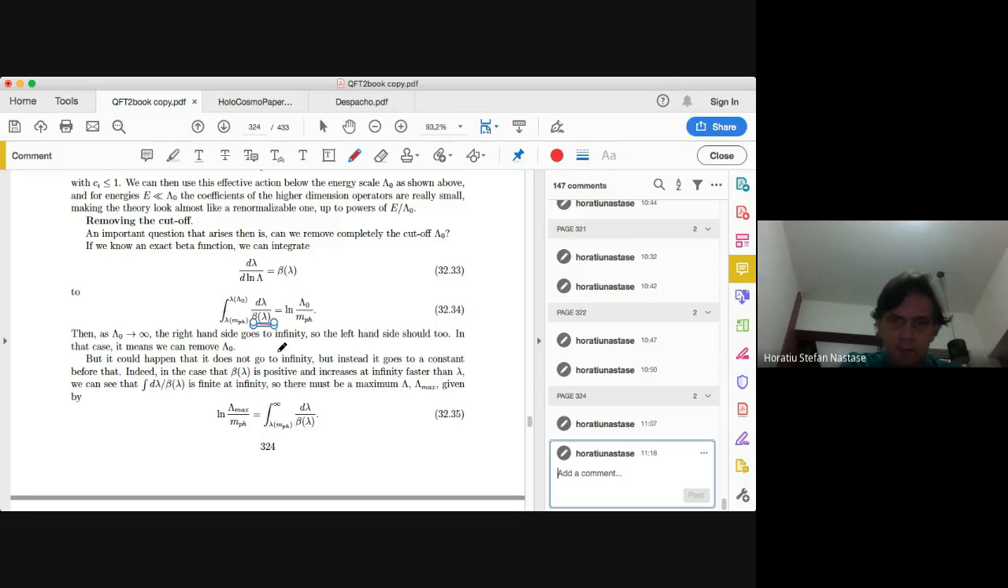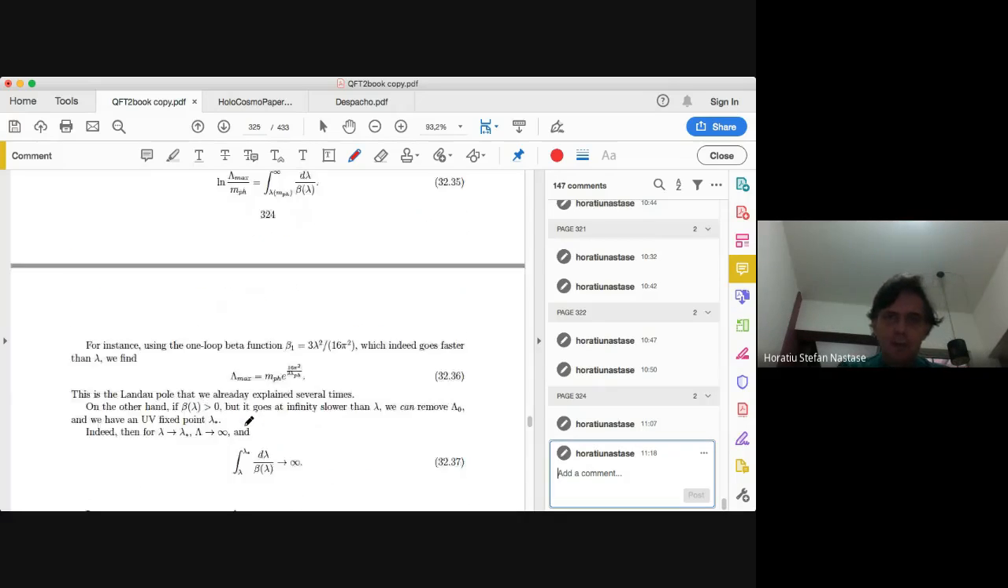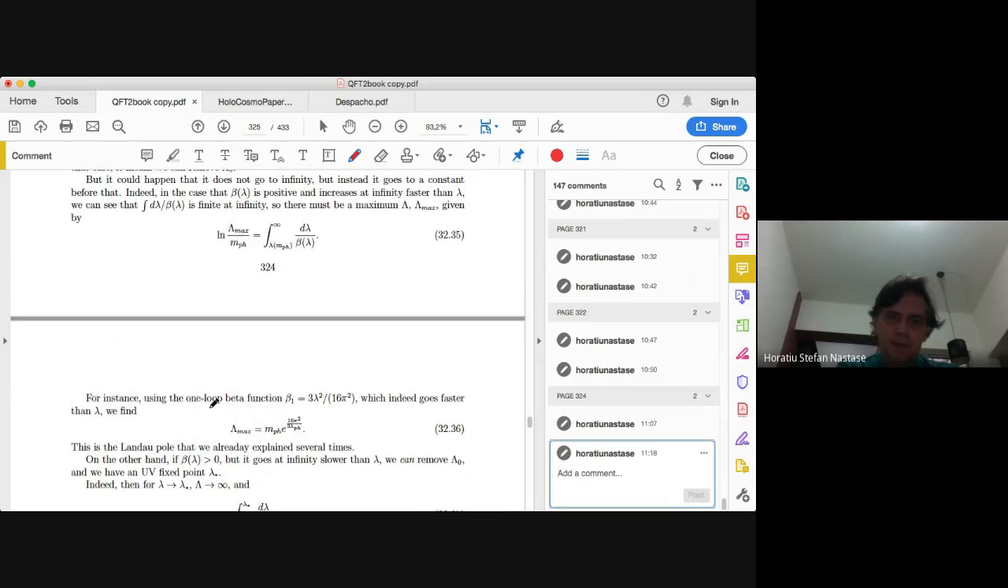So then this integral is finite at infinity. That means that there must be a maximum capital lambda, lambda maximum, which is given by the integration of d of the coupling over the beta function up to infinite coupling. And this would be the log of this maximal scale divided by m physical. For instance, if I use the one loop beta function, which is proportional to the coupling squared, I get that lambda max is m physical times the exponent of 16 pi squared over 3 lambda physical. That's just the Landau pole that we already explained a few times.